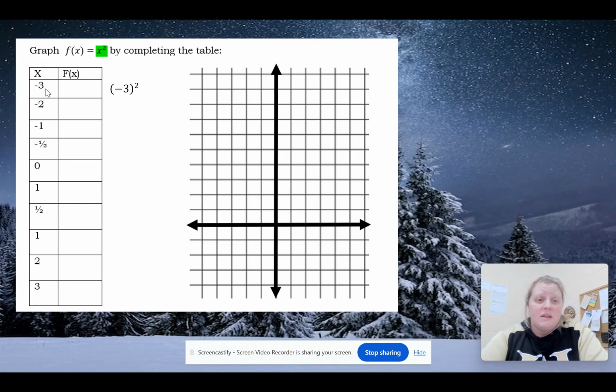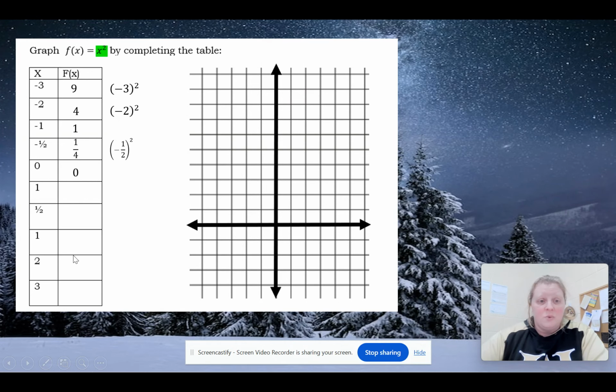And all I have to do is take this x value, plug it into the formula, and then simplify. So if I do negative 3 squared, I get positive 9. Negative 2 squared is 4. Negative 1 squared is 1. There's a lot of students that don't know how to do squares of fractions. We don't know how to do negative 1/2 squared, and it's very, very simple. All you have to do is square the top and square the bottom. So if you do 1 squared, you get 1, and 2 squared, you get 4. So 1/2 squared is 1/4. And then we'll continue, 0 squared is 0.